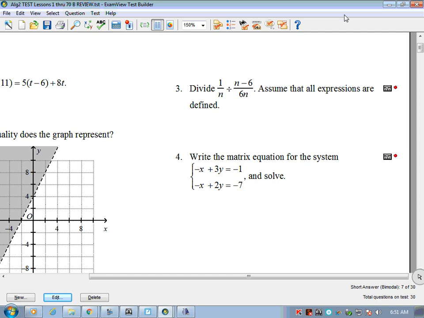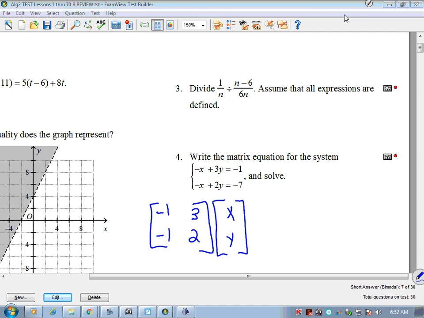Alright, number 4, write the matrix equation for the system. The matrix equation that they want for this is going to look like this. You're going to take that left-hand side of the equation. It's going to be negative 1, 3, negative 1, 2. We would multiply that by x and y, and that would be equal to negative 1 over negative 7. That's what the matrix equation would look like.